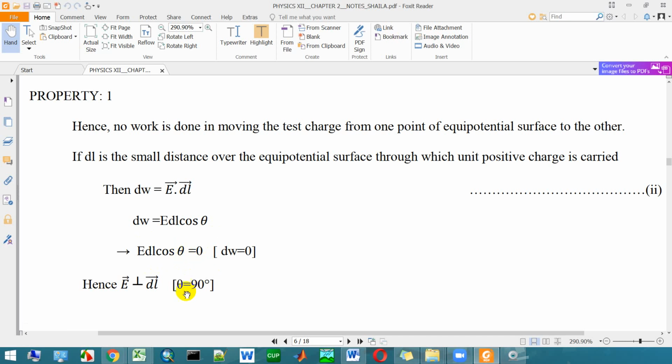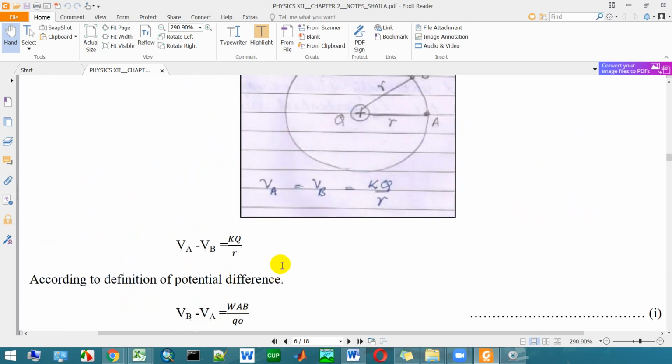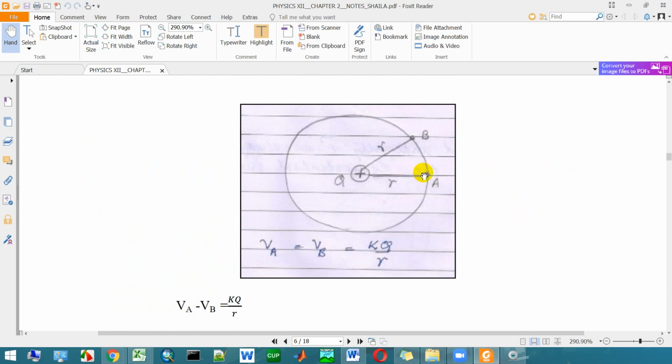And when is cos theta 0? When theta is equal to 90 degrees. So what is this theta? Theta is the angle between the electric field and dl. Now here the direction of dl is from A to B, and the direction of the electric field is along this direction.